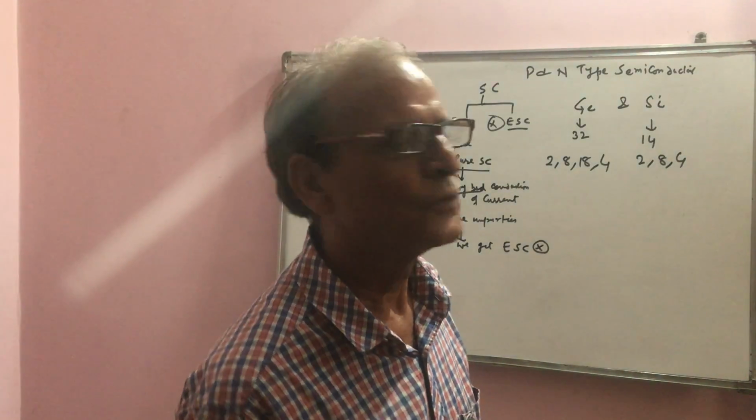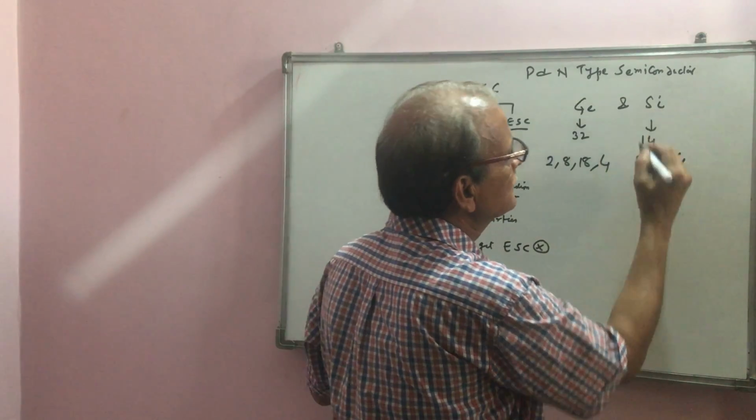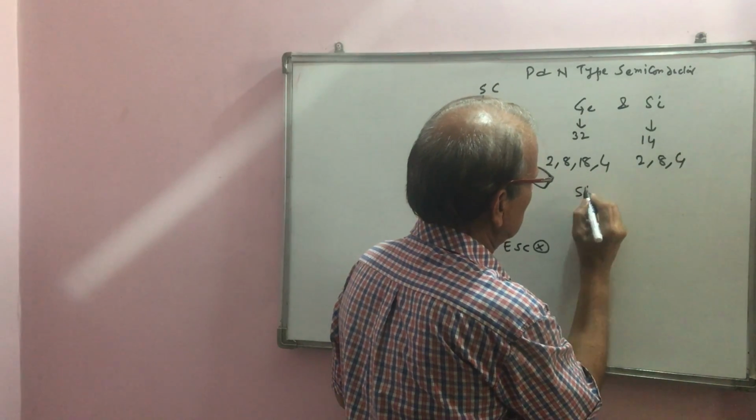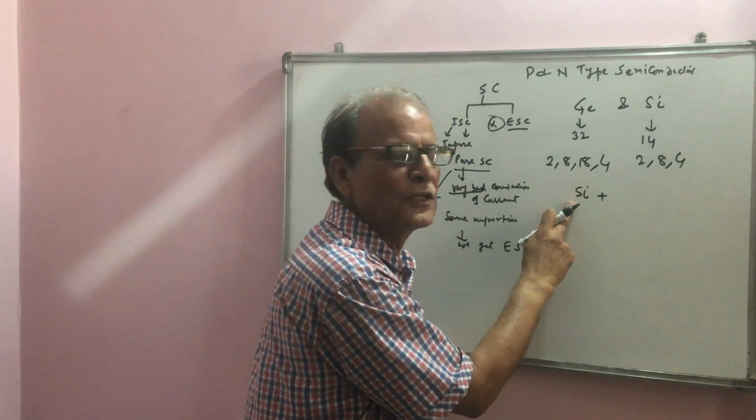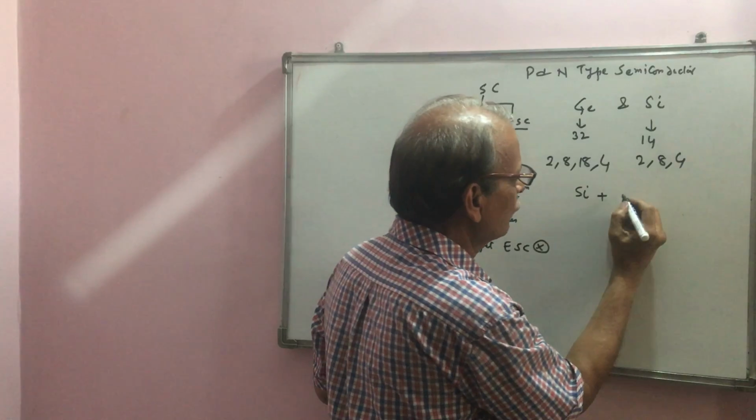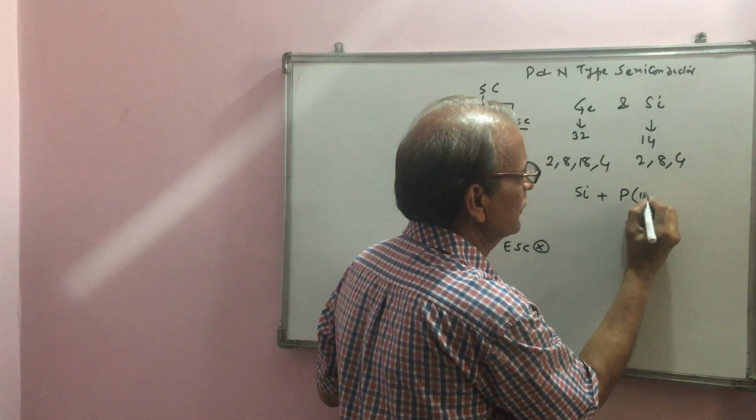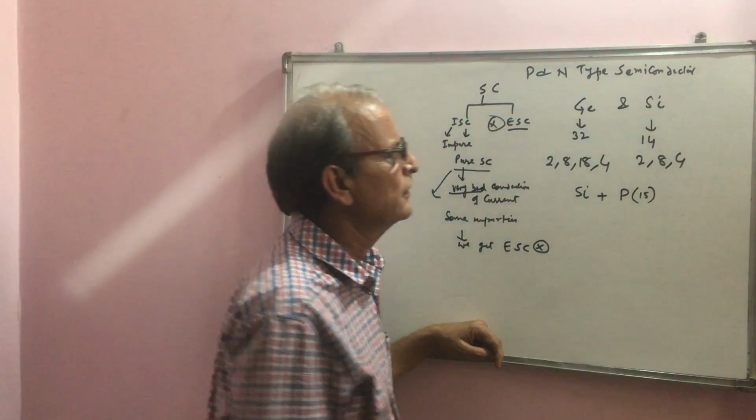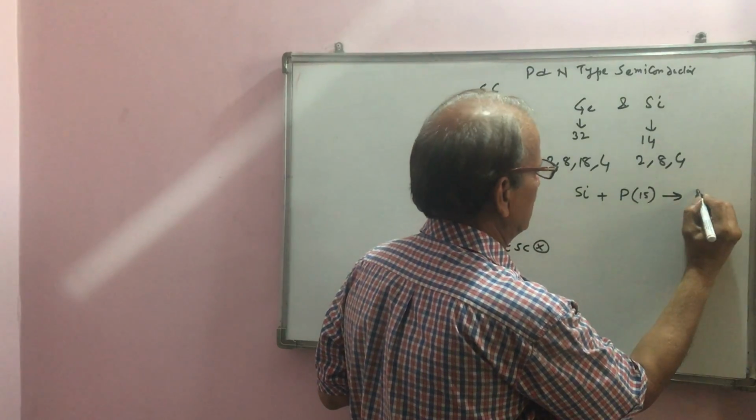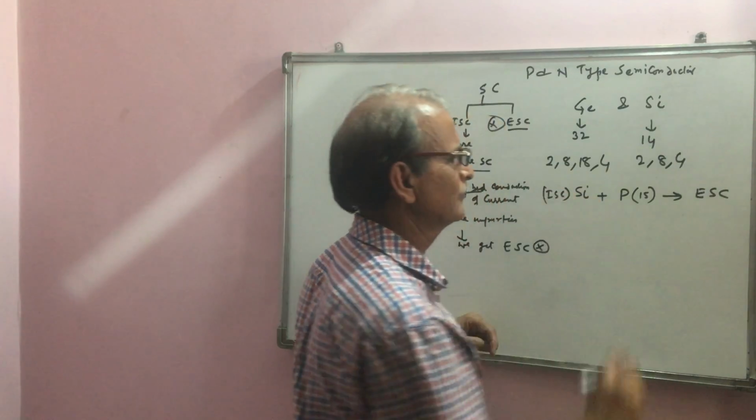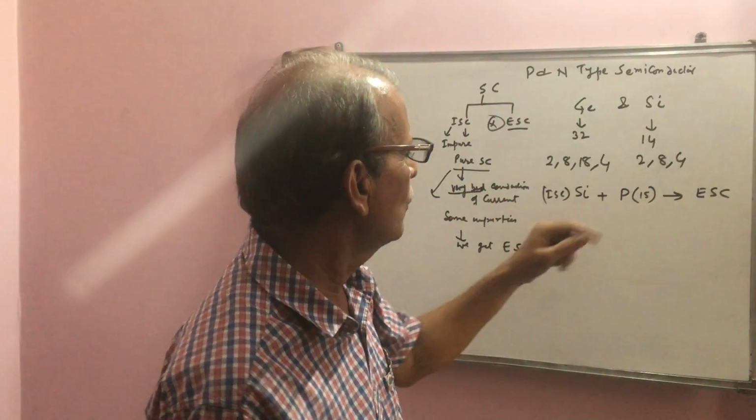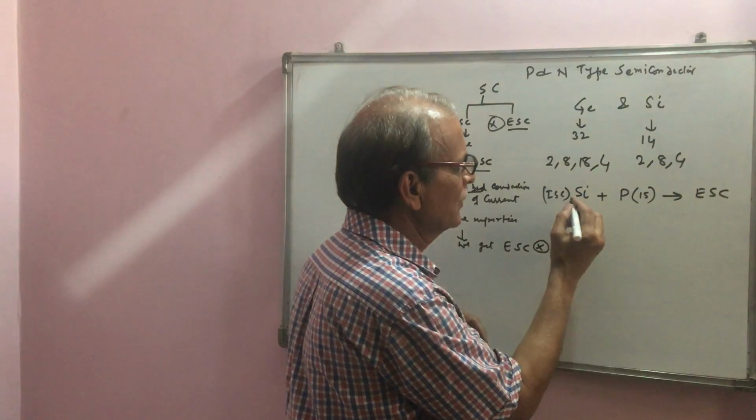So when we add, to intrinsic semiconductor, pure semiconductor silicon, an impurity of phosphorus whose atomic number is 15, then we will get extrinsic semiconductor. How that happens I will explain to you.